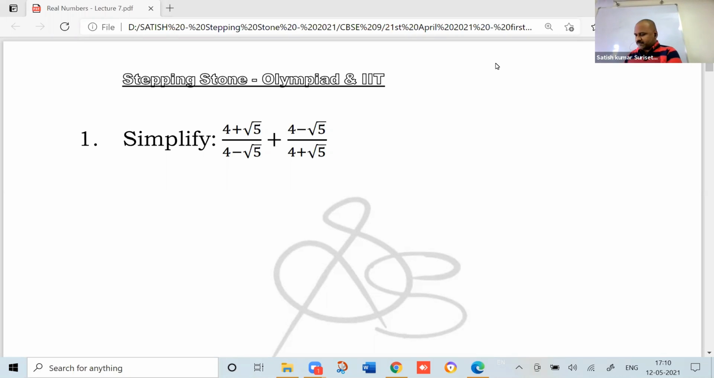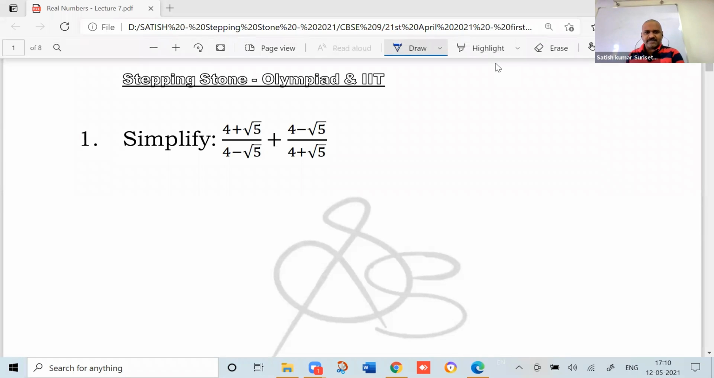See the first problem. Simplify (4 plus root 5) upon (4 minus root 5) plus (4 minus root 5) upon (4 plus root 5). So here one method is to rationalize the denominator of each term and simplify, or simplify the entire expression at a time. Now let us simplify entirely at a time.